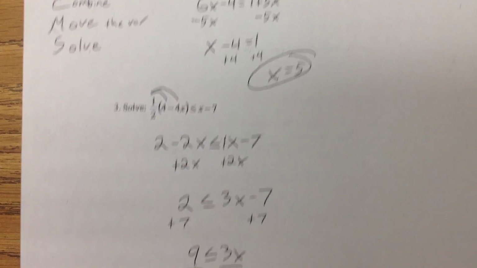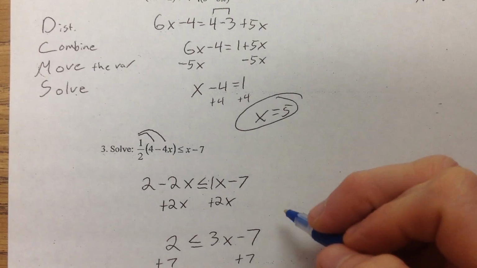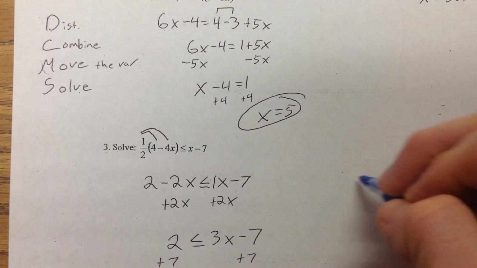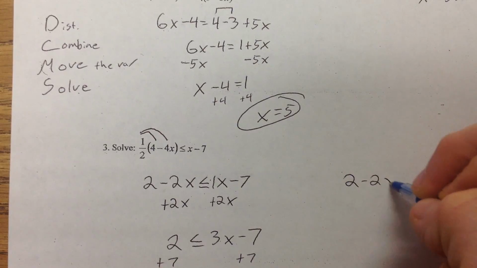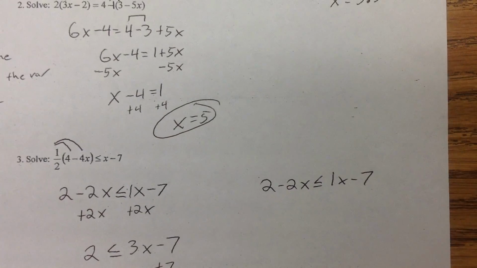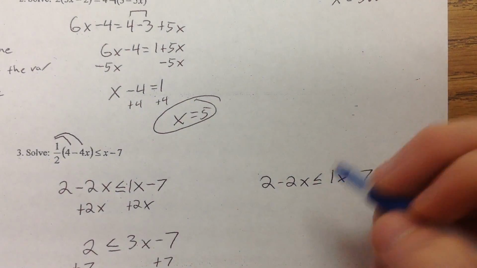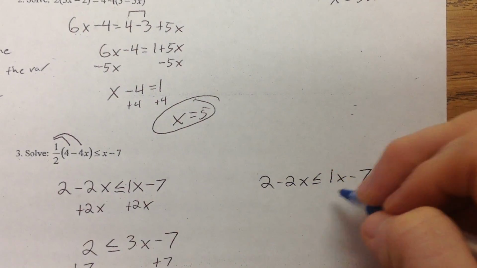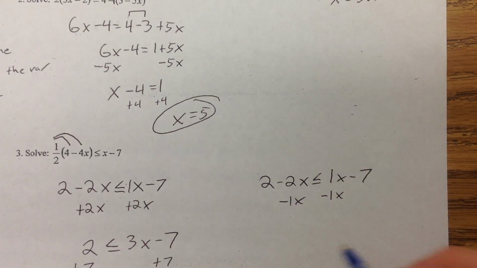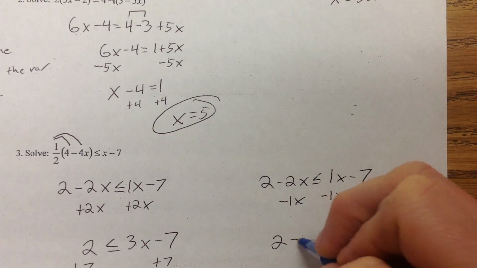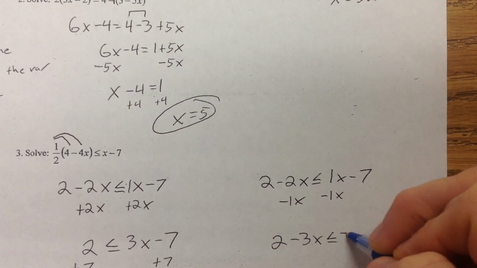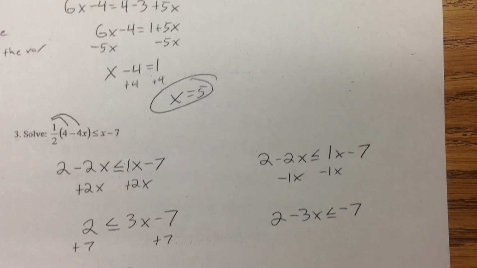So let's actually go back up to this stage, and let's see what happens if instead of moving the 2x, you move the 1x. So I'm just going to rewrite this over here, less than or equal to 1x minus 7. So if instead of moving the 2x, you decided to move the 1x, let's see what would happen. So we'd subtract 1x from both sides. We'd get 2 minus 3x is less than or equal to -7.